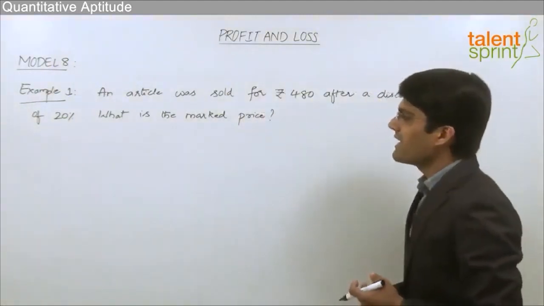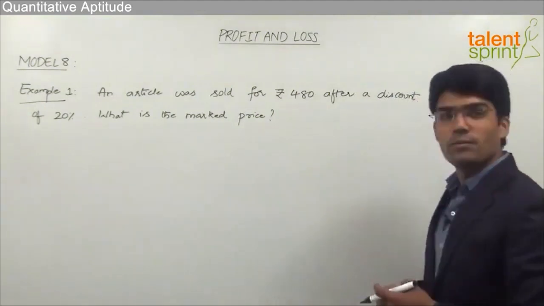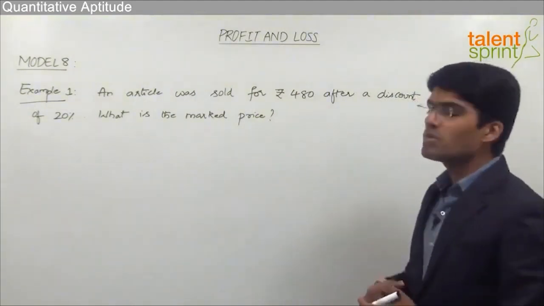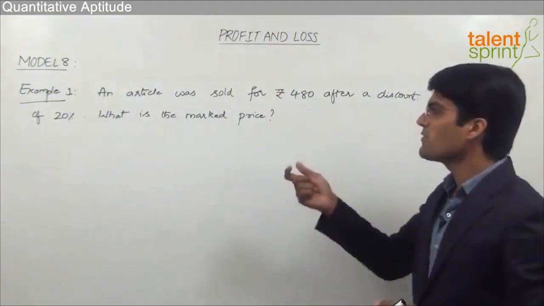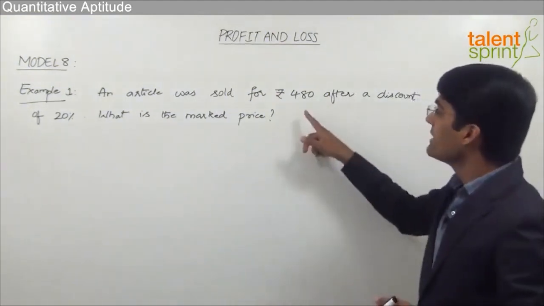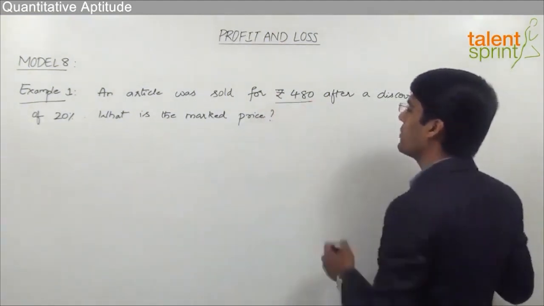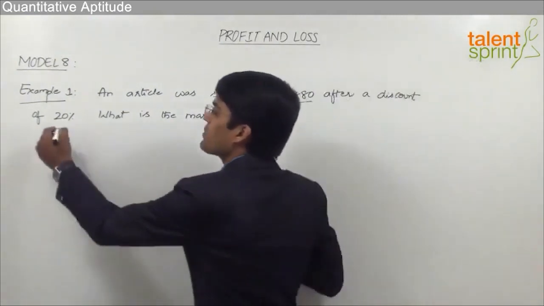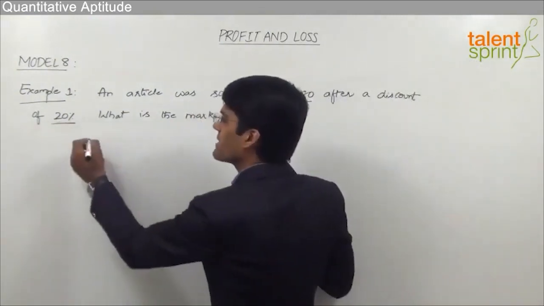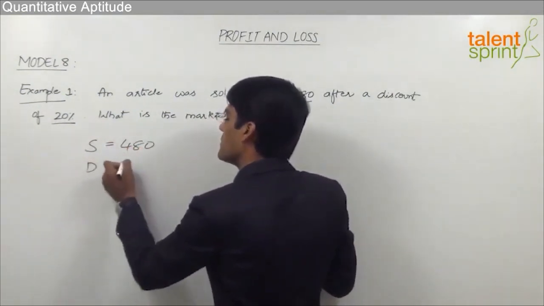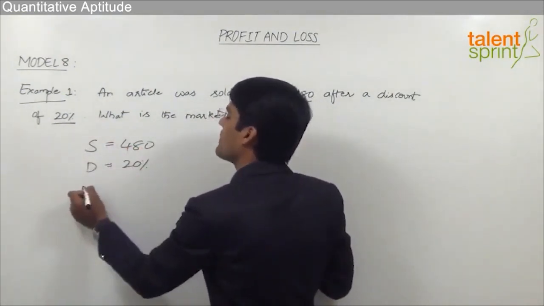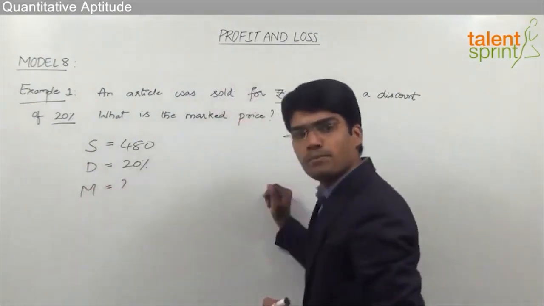The question here is an article was sold for rupees 480 after a discount of 20%. What is the marked price? So here we are supposed to find out the marked price where the selling price is given, that is rupees 480, and the discount is 20%. So as given in the question, selling price is equal to 480 and the discount is equal to 20%. And we are supposed to find out the marked price M.